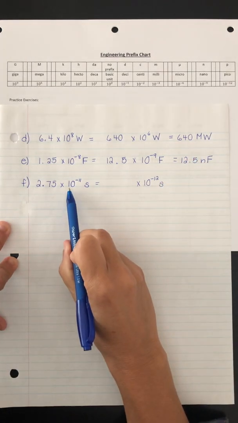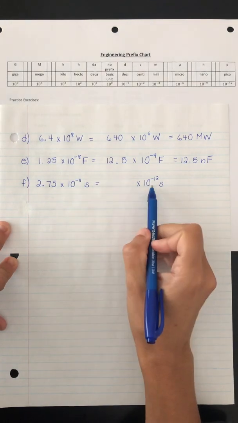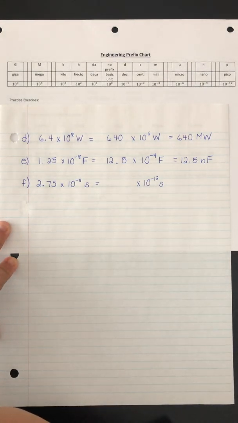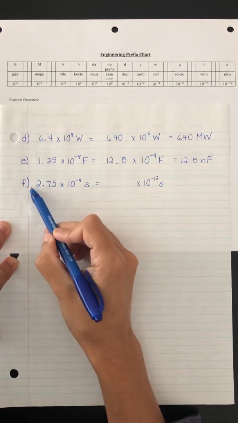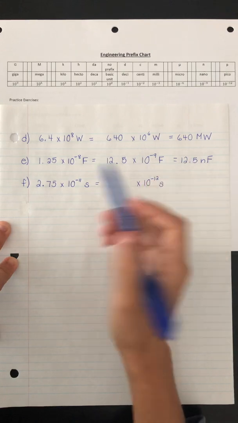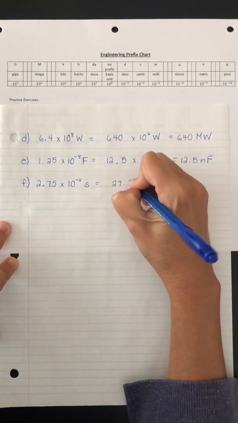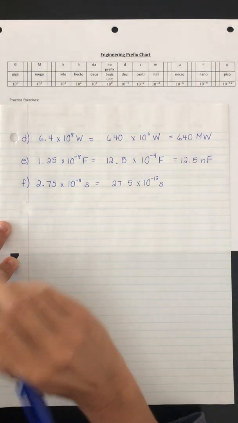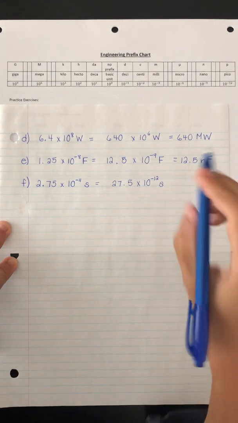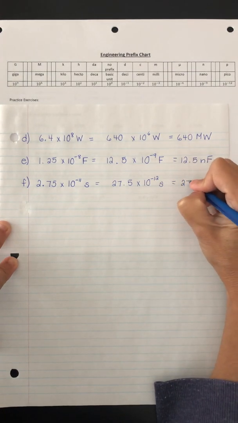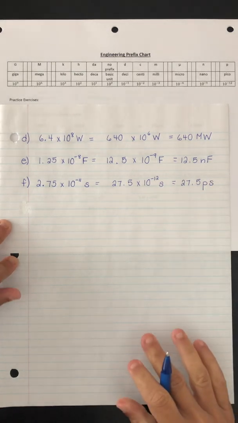If we go from negative 11 to negative 12, we have just lost a factor of 10. So we have to compensate by multiplying the number out front by 10, or moving the decimal one place to the right. So this becomes 27.5 times 10 to the negative 12 seconds, or 27.5 picoseconds.